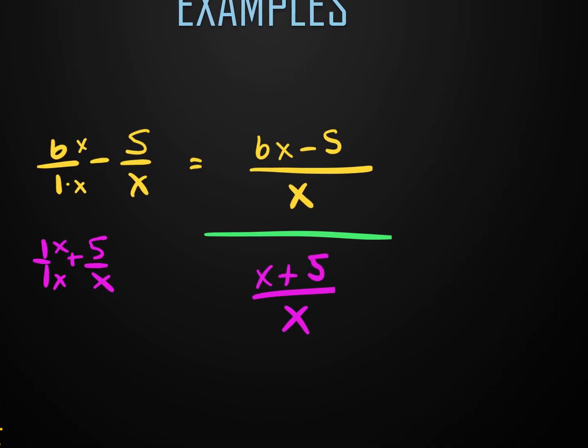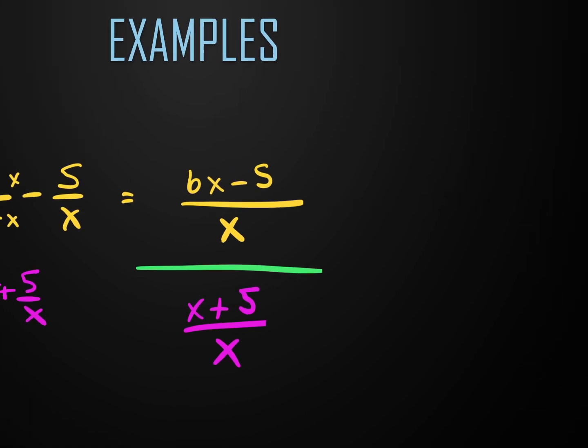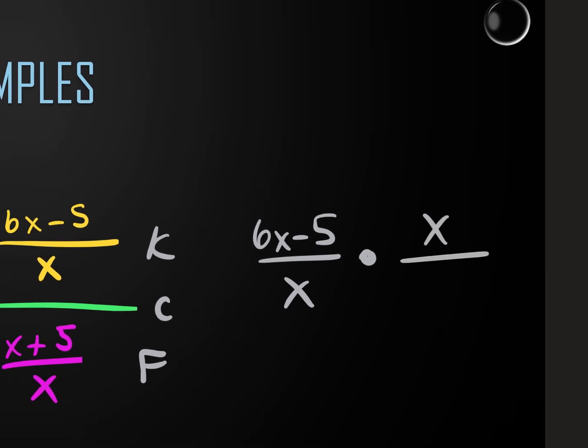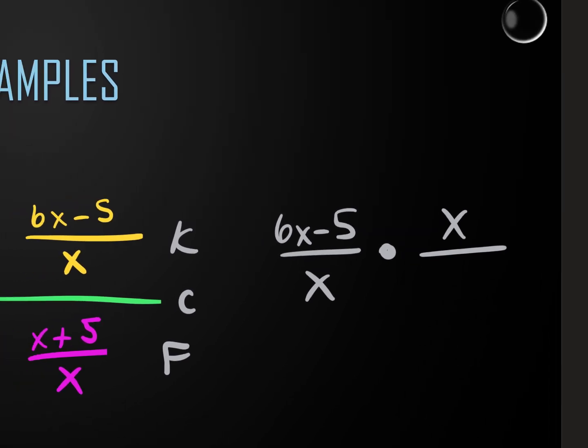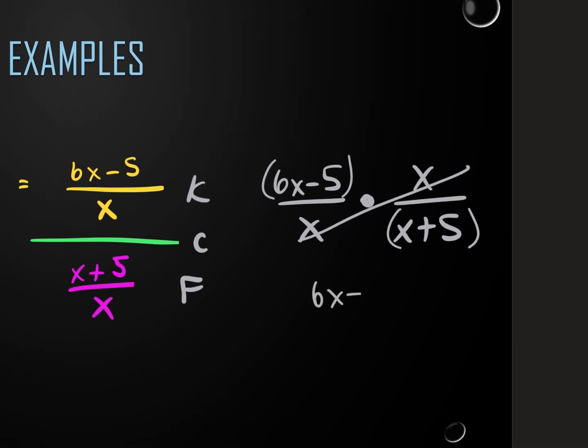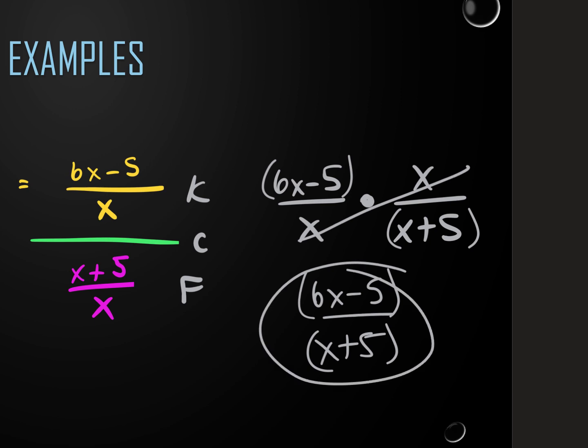All right, so are we at the keep, change, flip stage? Yes, we are. So I'm going to keep 6x minus 5 over x. I'm going to change division to multiplication. And then when I flip, this becomes x over what? X plus 5? Perfect. Do you have anything on the top and bottom that's exactly the same that we can cancel out? Yes, our x's. Remember, your binomials are stuck together with plus or minus signs, so you can't cancel them. So this just becomes 6x minus 5 over x plus 5. Cannot cancel out the 5s, cannot cancel any x's because they're stuck together with other numbers with that plus or minus.